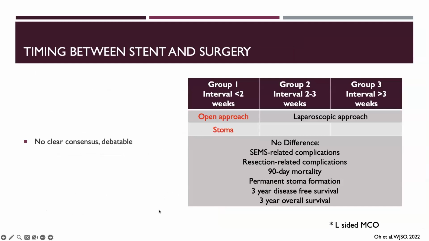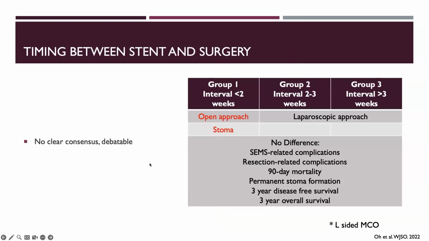Okay, so what is the timing between stent and surgery? There's no clear consensus. It's highly debatable, but this was a study looking at 3 different interval groups. One is doing the surgery within 2 weeks of the stent. Group 2 within 2 to 3 weeks of the stent. Group 3 above 3 weeks of the stent.